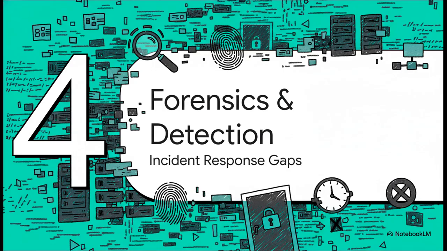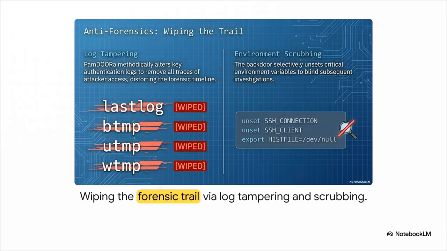Forensics and detection gaps. The anti-forensic capabilities of this backdoor make incident response a total nightmare. PamDOOra doesn't just hide, it methodically wipes the forensic trail. It deliberately alters key authentication logs, like lastlog, BTMP, UTMP, and WTMP, to completely erase all traces of the attacker's access. It completely distorts the forensic timeline. On top of that, it selectively unsets critical environment variables like SSH_CONNECTION and redirects the bash history to /dev/null to totally blind subsequent investigations.